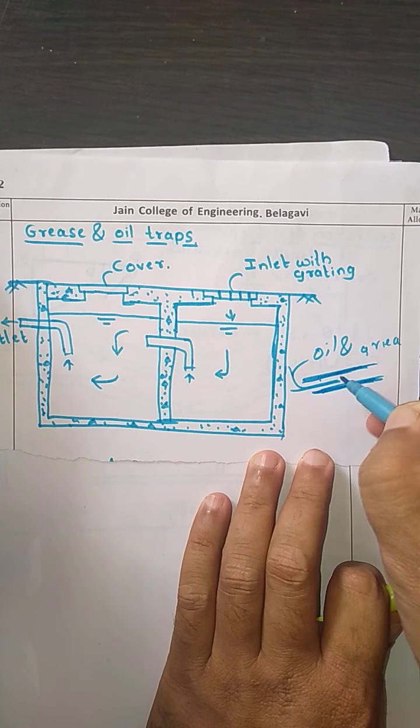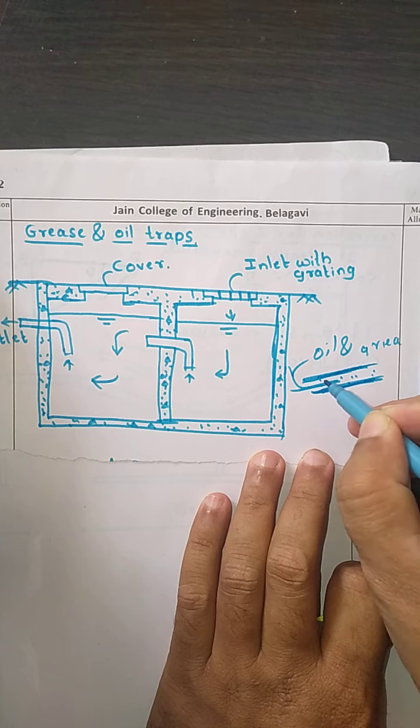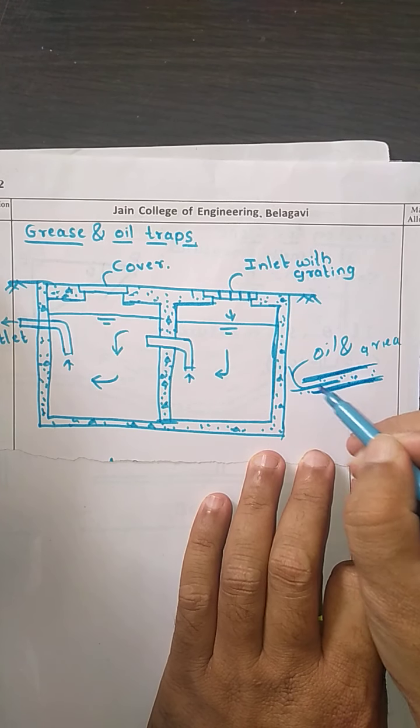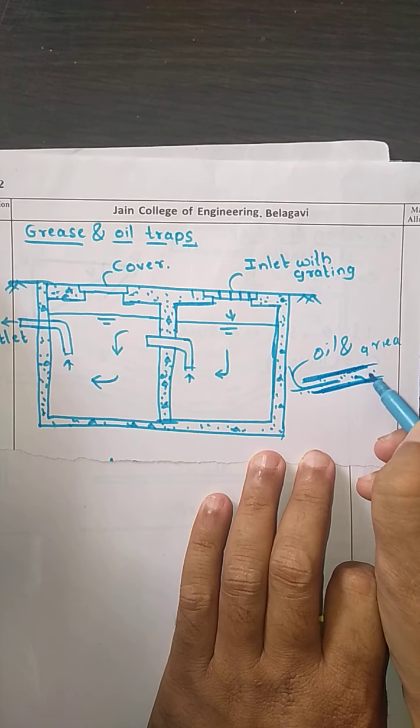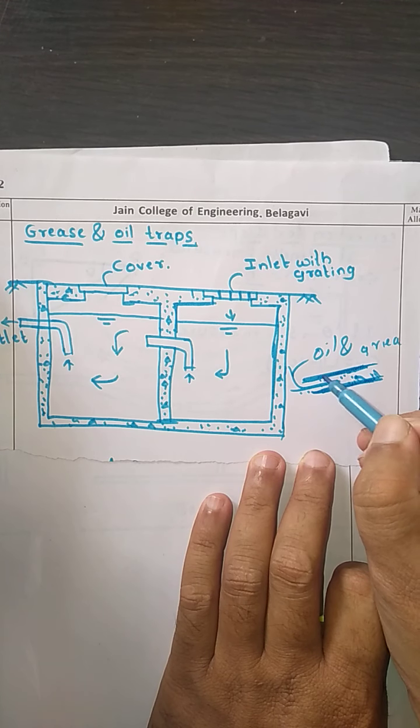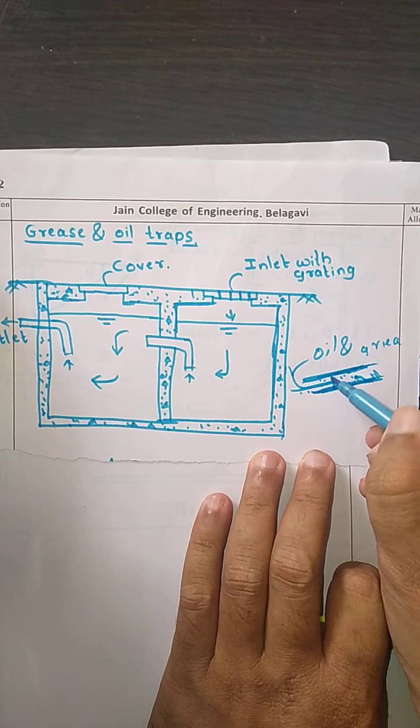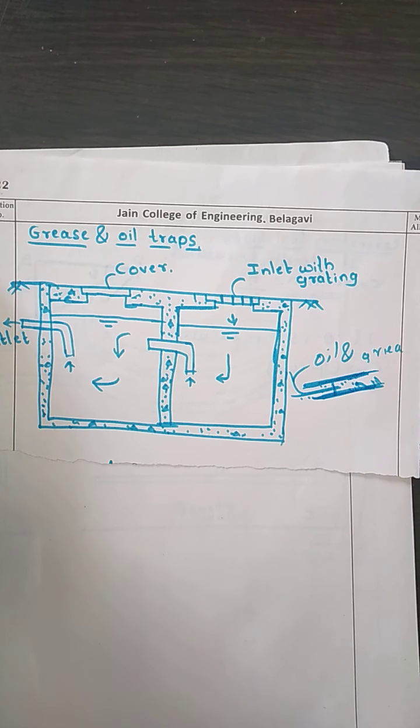And if sand, silt and grit are present in the wastewater, the oil and grease are going to attract all these sand and grit particles, and ultimately the sewer size is going to be reduced. And this is one problem.